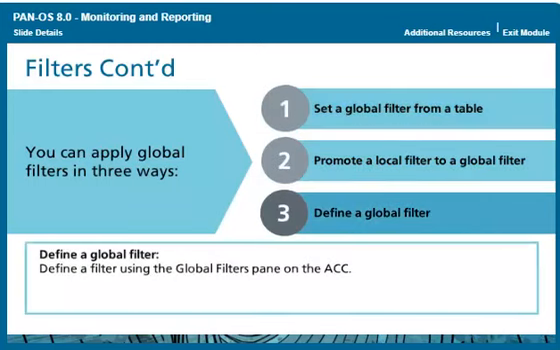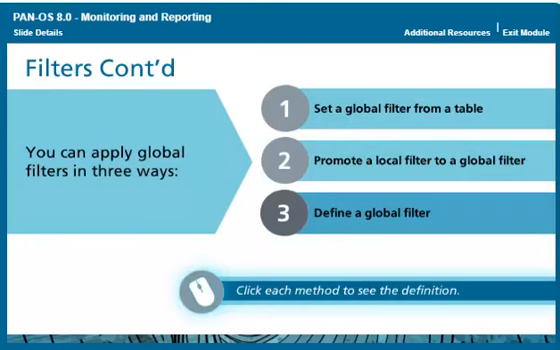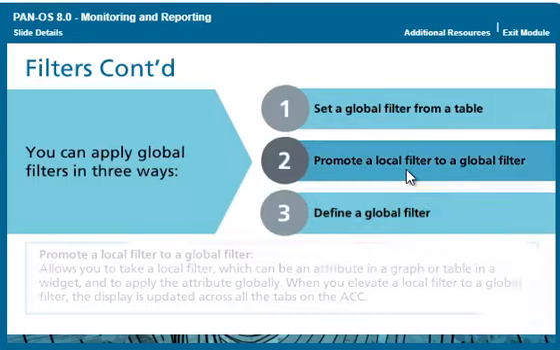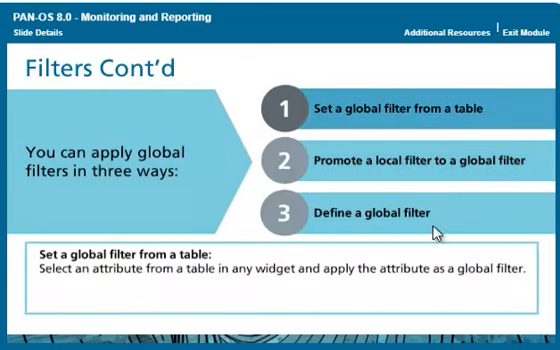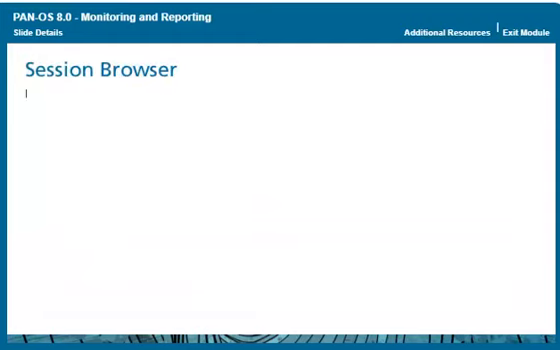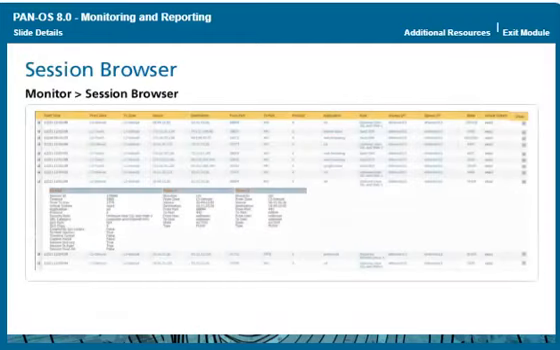Define a global filter. Define a filter using the Global Filters pane on the ACC. Promote a local filter. Select Monitor, Session Browser to browse and filter sessions that are current on the firewall.